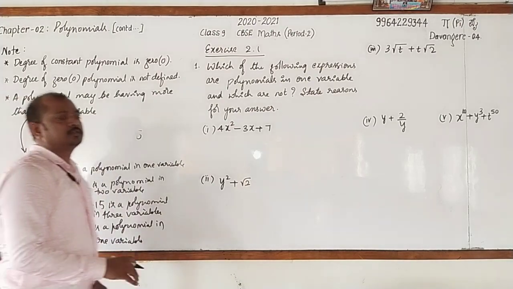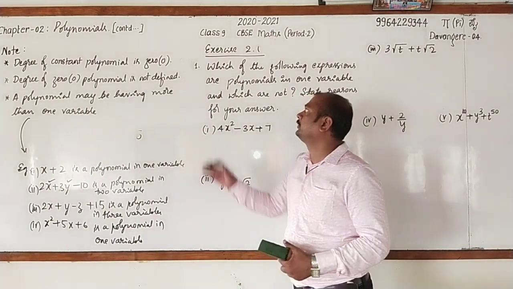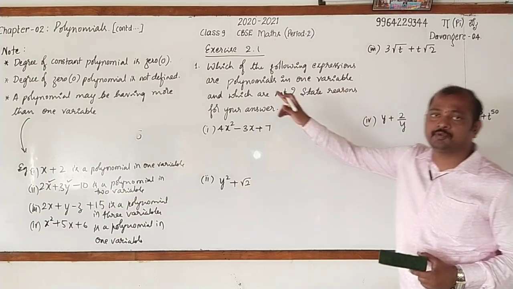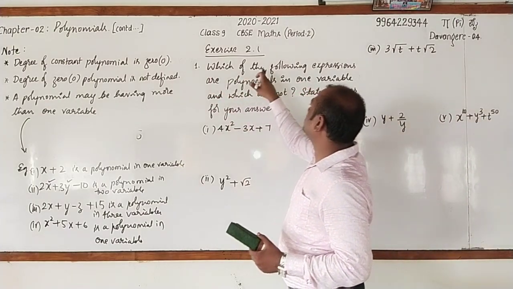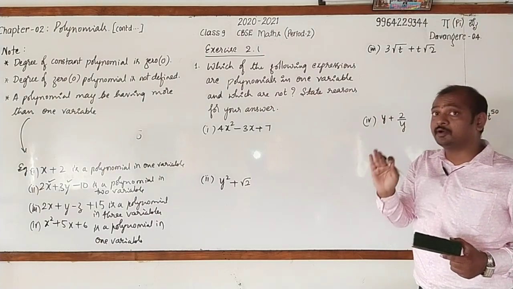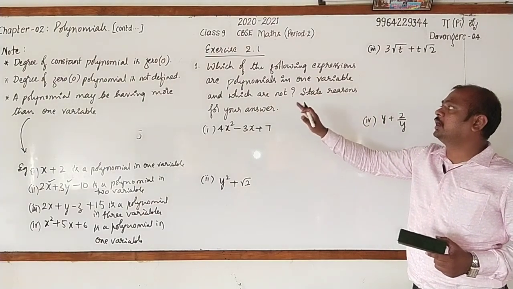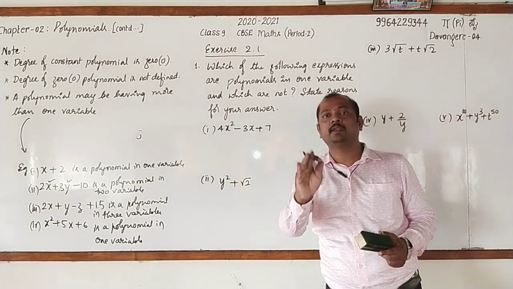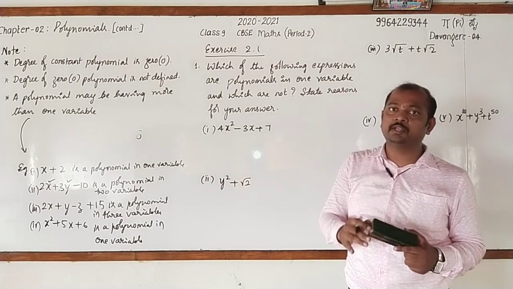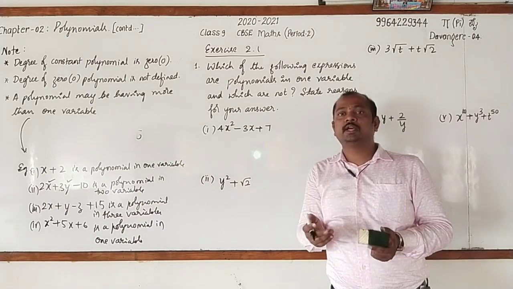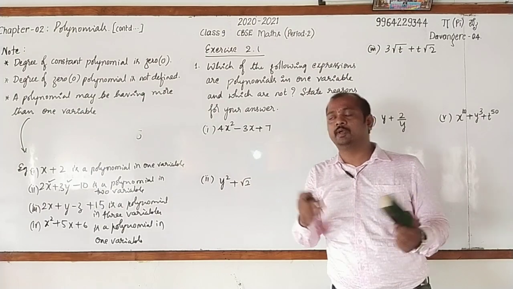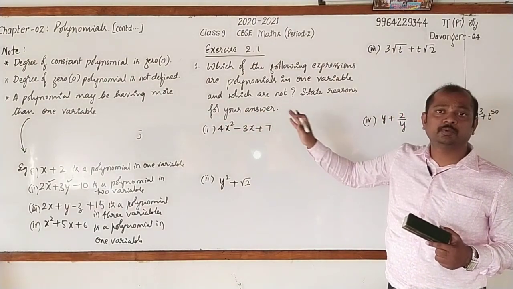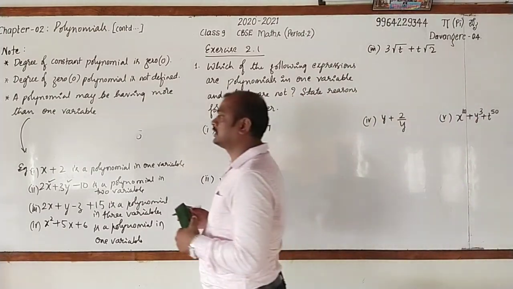Next. Based on what we have learned so far, we have questions in exercise 2.1. Let's move on to that. In that first question, observe this one. Which of the following expressions are polynomials in one variable and which are not? First you go for identifying whether it is a polynomial or not. If it is a polynomial, then you can tell whether it has one variable, two variables, or more than two variables. Next, state the reason for your answers. Let's go for answering one by one.